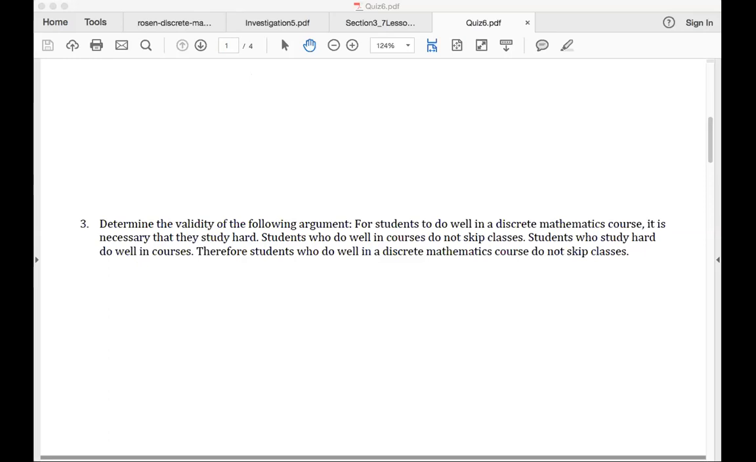So the P proposition, I'm going to say, is students do well in a discrete math course. Let Q be students study hard. Then students who do well in courses is a different proposition than students who do well in a discrete math course. Those are two separate propositions. So I'm going to call R students do well in courses.